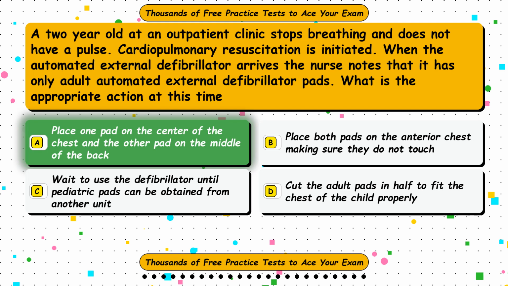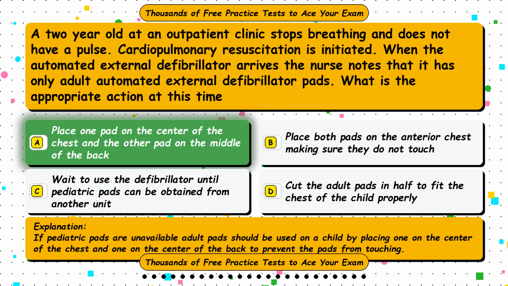The correct answer is option A, place one pad on the center of the chest and the other pad on the middle of the back. If pediatric pads are unavailable, adult pads should be used on a child by placing one on the center of the chest and one on the center of the back to prevent the pads from touching.